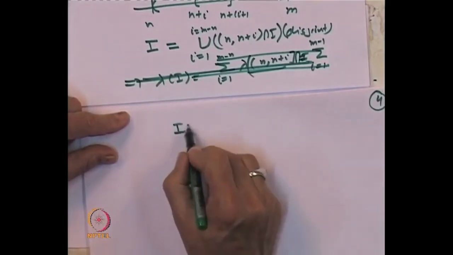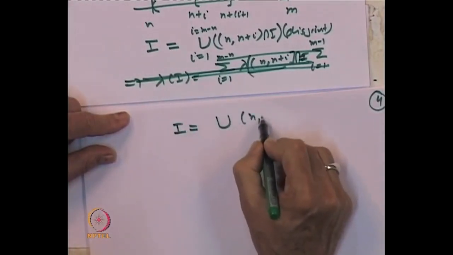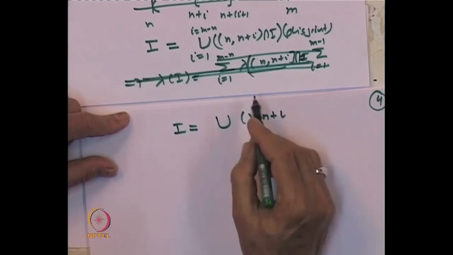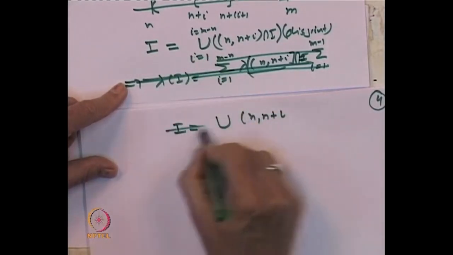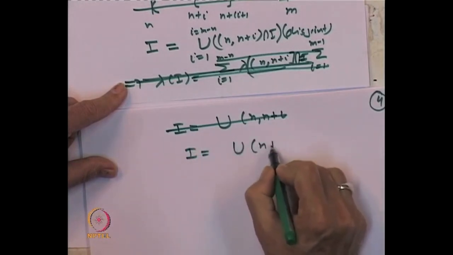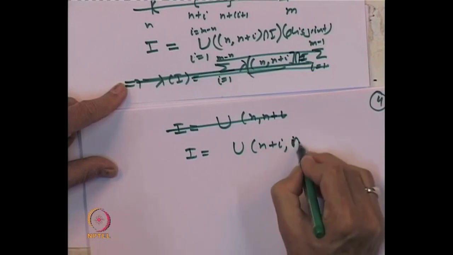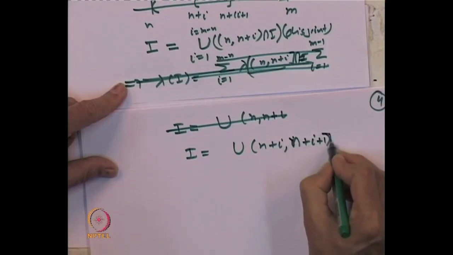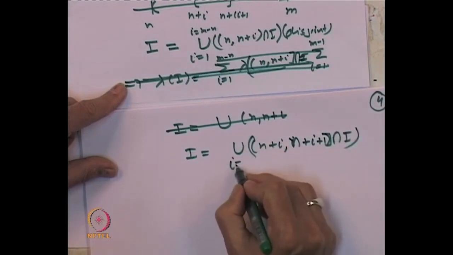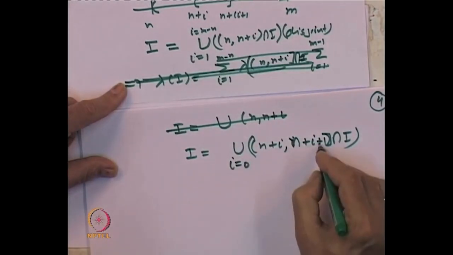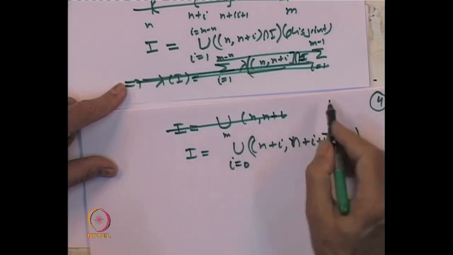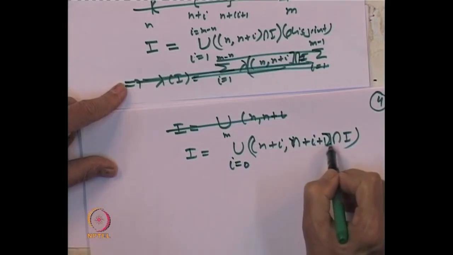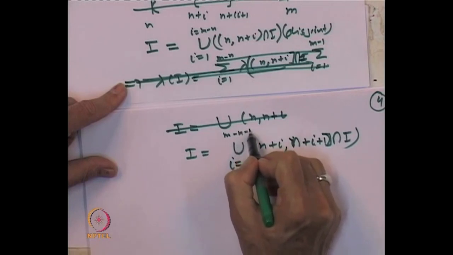Okay. So, let us write this again. I can be written as a union, n plus i to n plus i plus 1 intersection I, for i equal to 0 up to when n plus i plus 1 is equal to m, so that is m minus n minus 1.